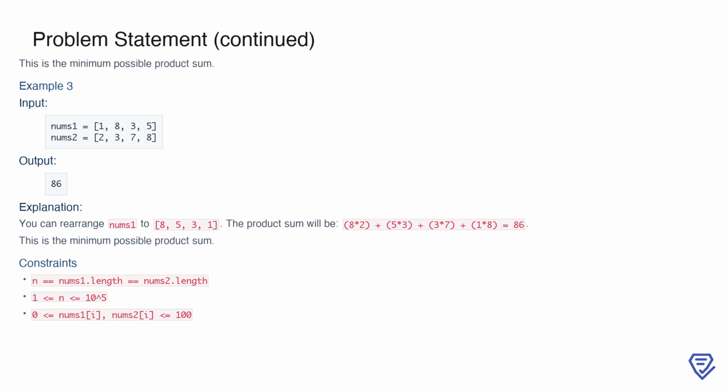The problem also comes with constraints to guide our solution. Specifically, both arrays will always have the same length n, where n can range from 1 to 100,000. All elements in the arrays are non-negative integers, and their values can go up to 100. These constraints ensure that the solution must be efficient and scalable for larger inputs.